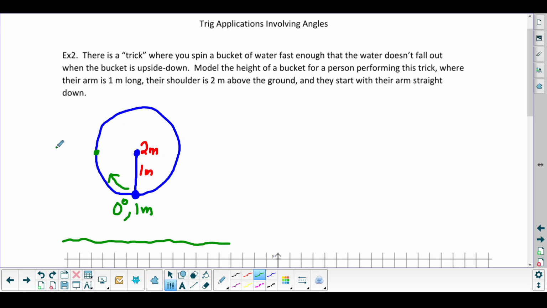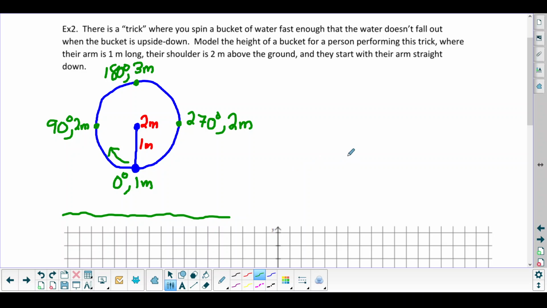Okay, so at 90 degrees, the pail would be in line with her shoulder, so at 2 meters height. After 180 degrees, it would be up here, and it would be the height of their shoulder plus their arm sticking straight up with the bucket on it. So that'd be at 3 meters. And over here at 270 degrees, we would be at 2 meters again. And then we'd go around and we get to 360, back to 1 meter, and then go around and around and around. Okay.